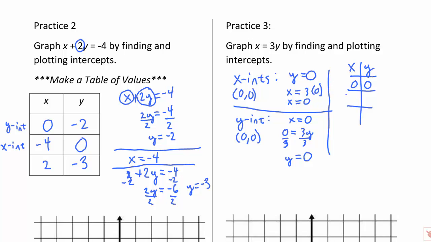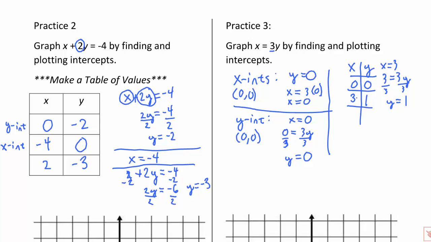Now, what's the number in front of y? A 3. So what I'm going to do is go up on the x value by 3, and then find the y value. So when x equals 3, that means that 3 is equal to 3 times y. Divide by 3 here. So that means that y is equal to 1. Fantastic. Now I have two coordinates, and that defines a line.